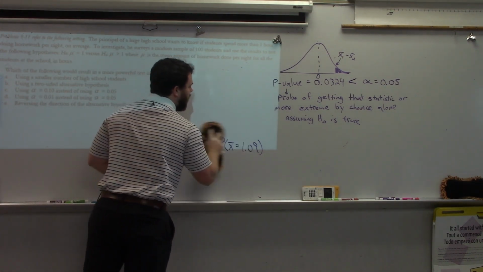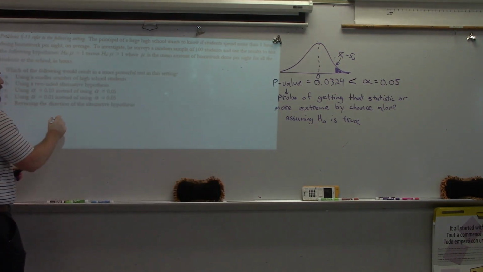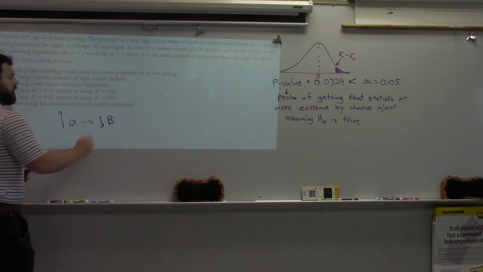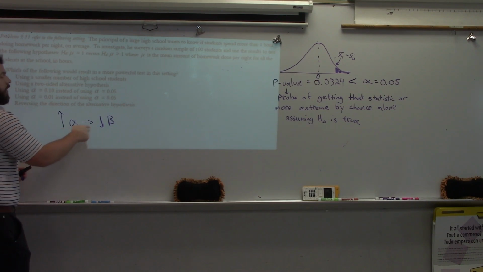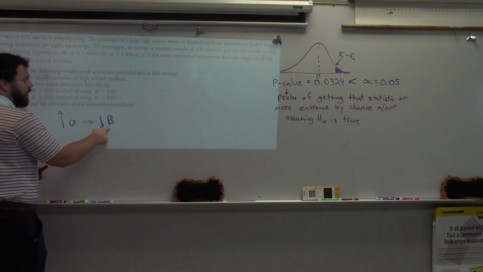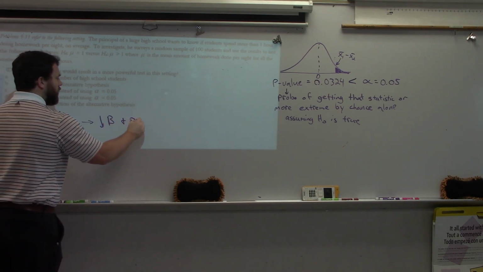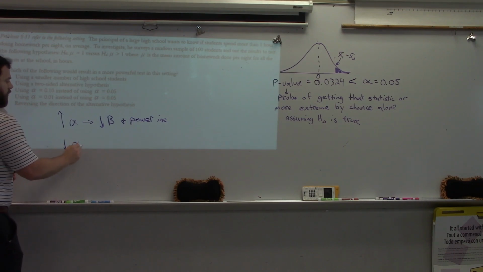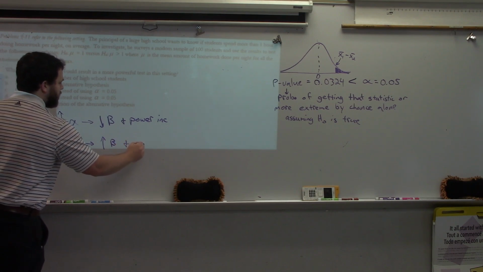What can also affect power, though? Alpha. Because remember, and this is what you want to think about, if you increase alpha, how does that affect beta? It decreases beta. So if you increase alpha, you increase the likelihood of a type 1 error, you lower the likelihood of a type 2 error, and if you lower beta, power increases. Right? So if you lower alpha, then you're going to increase beta, and power decreases.